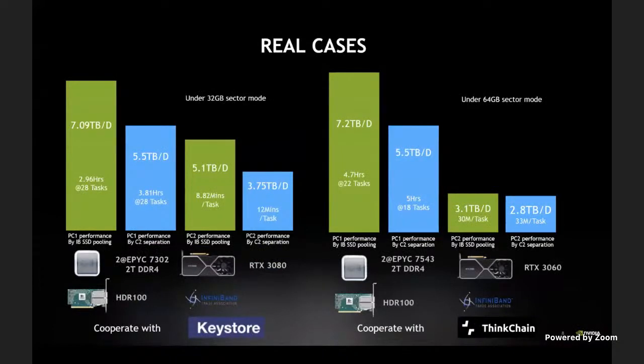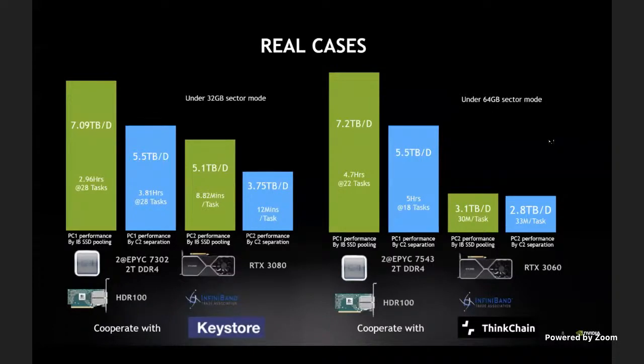Okay, let me introduce the two sets of measured data with our partners. The first one is obtained by Keystore based on our InfiniBand solution in a 32 GB sector size. The CPU is 2 AMD 7302. Memory is 2 TB. The GPU is RTX 3080. The performance of pre-commit 1 is 7.09 TB per day, which is nearly 13% higher than the C2 separation scheme. And the performance of pre-commit 2 is 5.1 TB per day, which is higher than the C2 separation scheme by 36%.